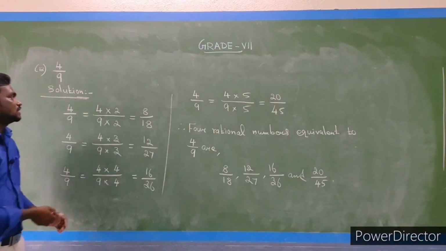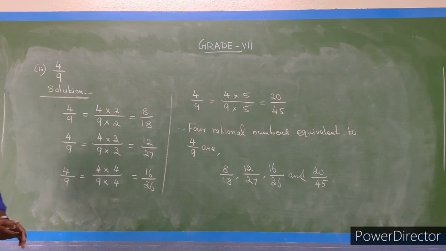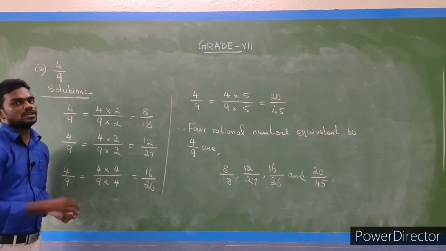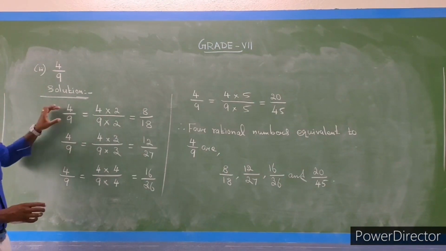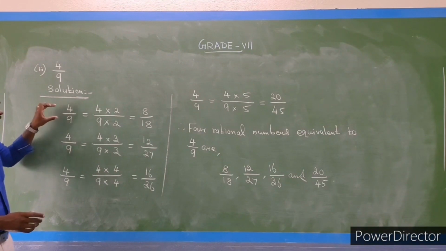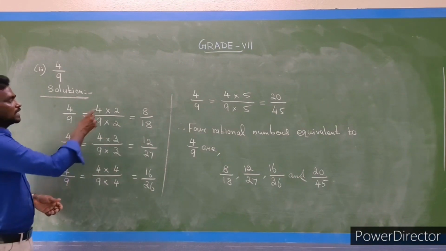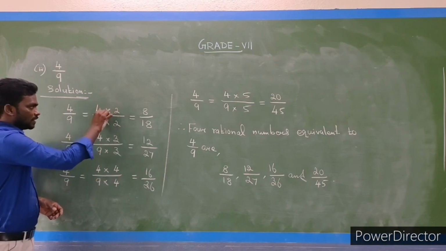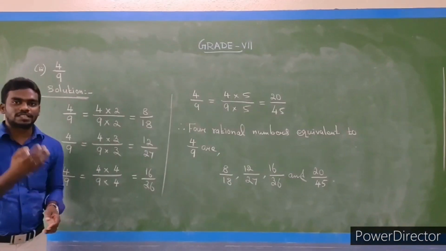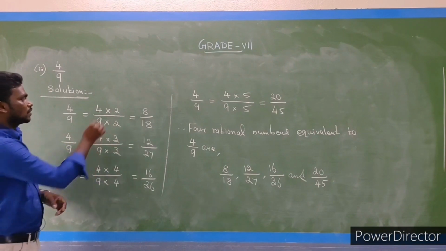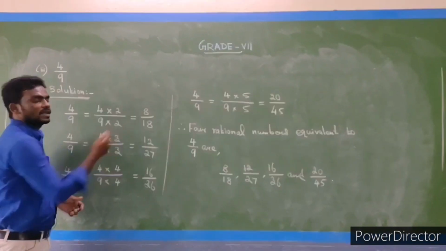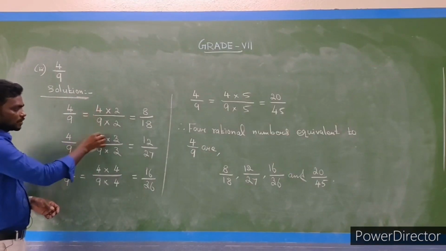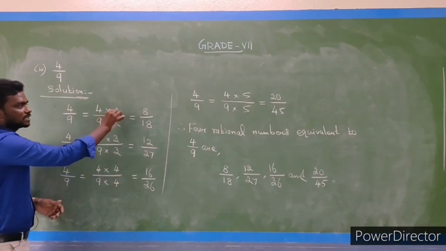How to find this? First, 4 by 9 is given. We want to find the 4 equivalent rational numbers. We multiply the numerator and denominator by the same number, 2 by 2. So 4 2s are 8 and 9 2s are 18. Next, the same number 4 by 9 multiplied by the next number after 2.